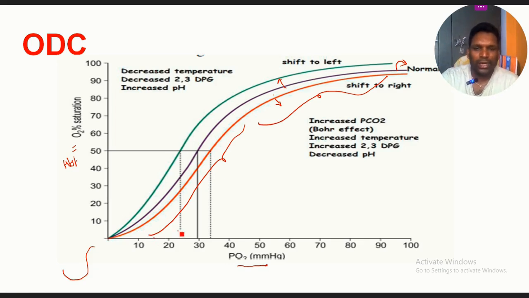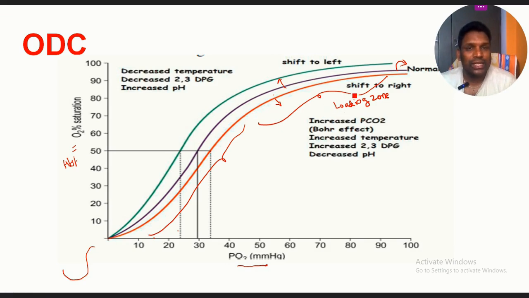The middle one is the normal curve. Sometimes the curve may shift towards the right, and sometimes the curve may shift towards the left also. Here the curve has 2 zones mainly.